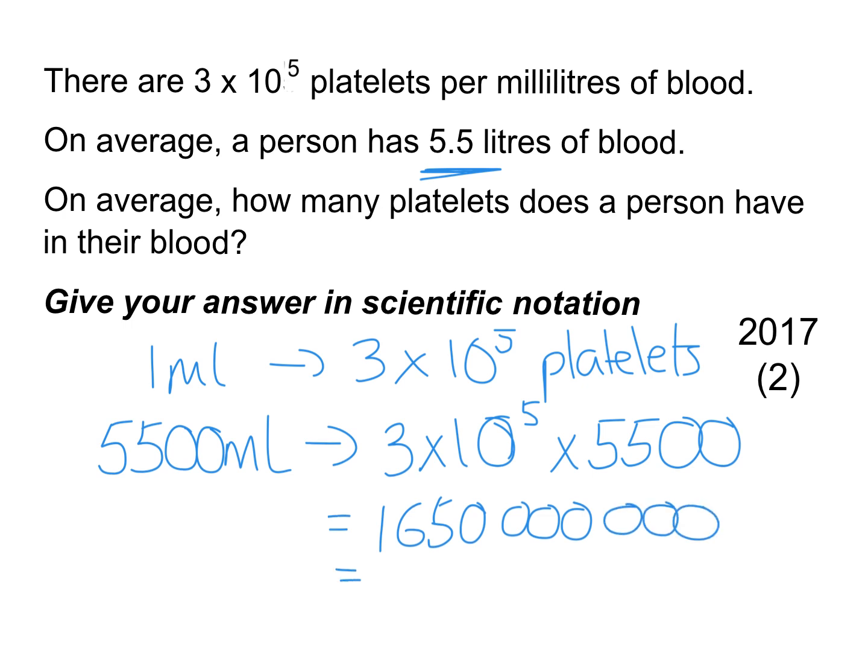Now into scientific notation, that would be 1.65 times 10, and I'm moving it 3, 6, 9 places. So this is the answer I was looking for. This one tests a wee bit of unit conversion as well, and basically a little bit of proportion. The trick is reading the question, try and take the numbers out for a minute and just think of what the scenario is. There's this amount of platelets in a millilitre. A person has 5,500 millilitres, so we're doing the platelets times the 5,500 mils.